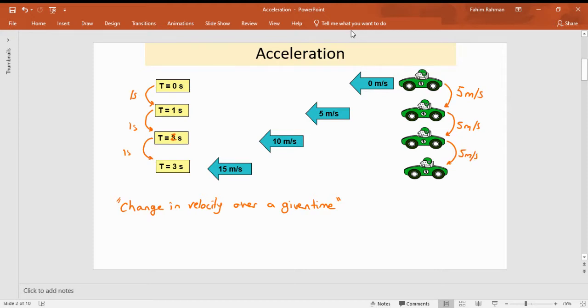So we say that it's had a change of 5 meters per second per second. So it's accelerated 5 meters per second for every second that passes. So we can say that it's an acceleration of 5 meters per second squared. And by saying meters per second squared, it gets rid of that need to say meters per second per second.